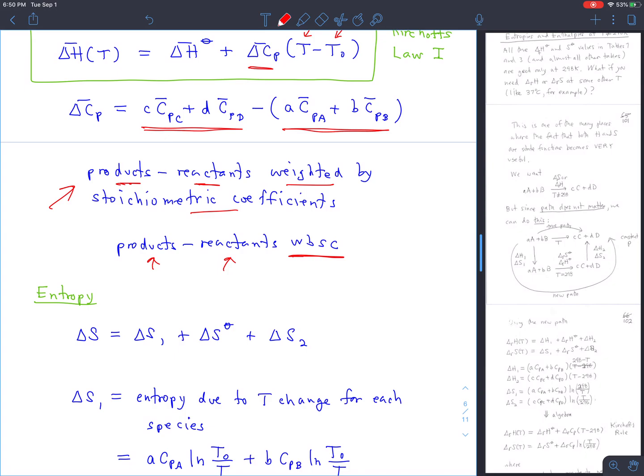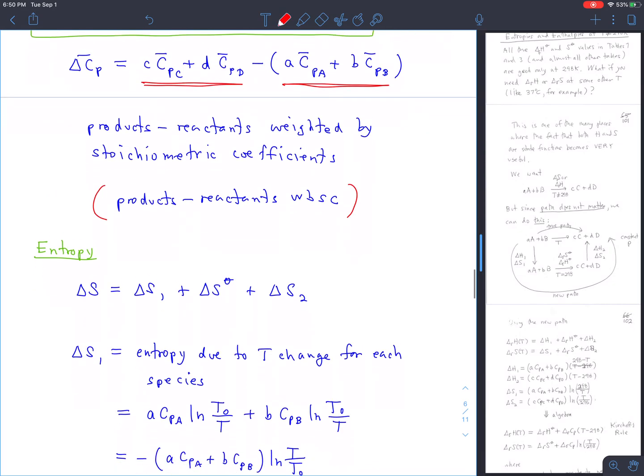Actually, we might not see it that much after this, since this is the part of the class where you see it most often. But this business of products minus reactants weighted by stoichiometric coefficients, you've been seeing that for a long time already, so it's probably familiar, but we'll see it again over and over in this class too.